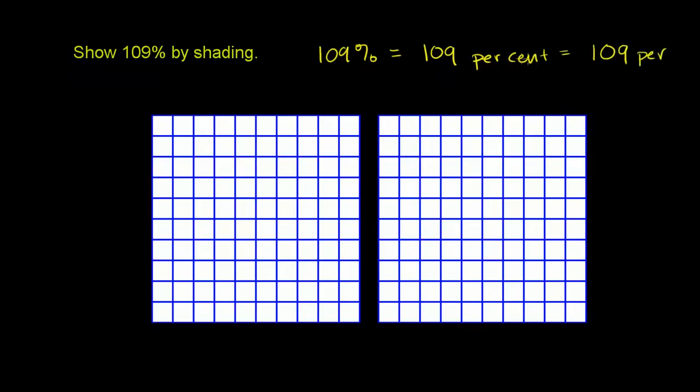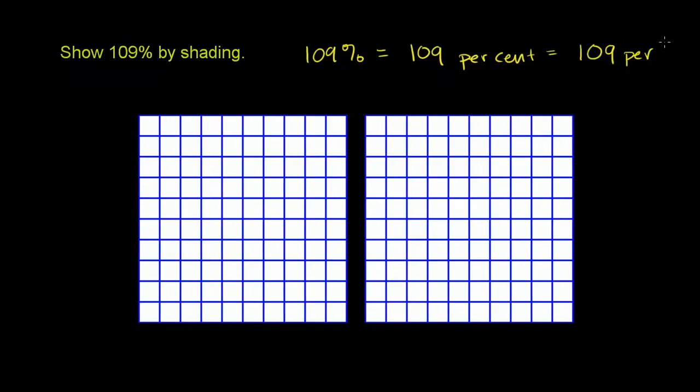Cent means 100, so it literally means 109 per 100. If you had 100 per 100, you're dealing with the whole. But now we have more than a whole. We have 109 per 100. We can actually write this as a ratio or as a fraction. This is the same thing as 109 per 100. It's the same thing as 109 over 100.